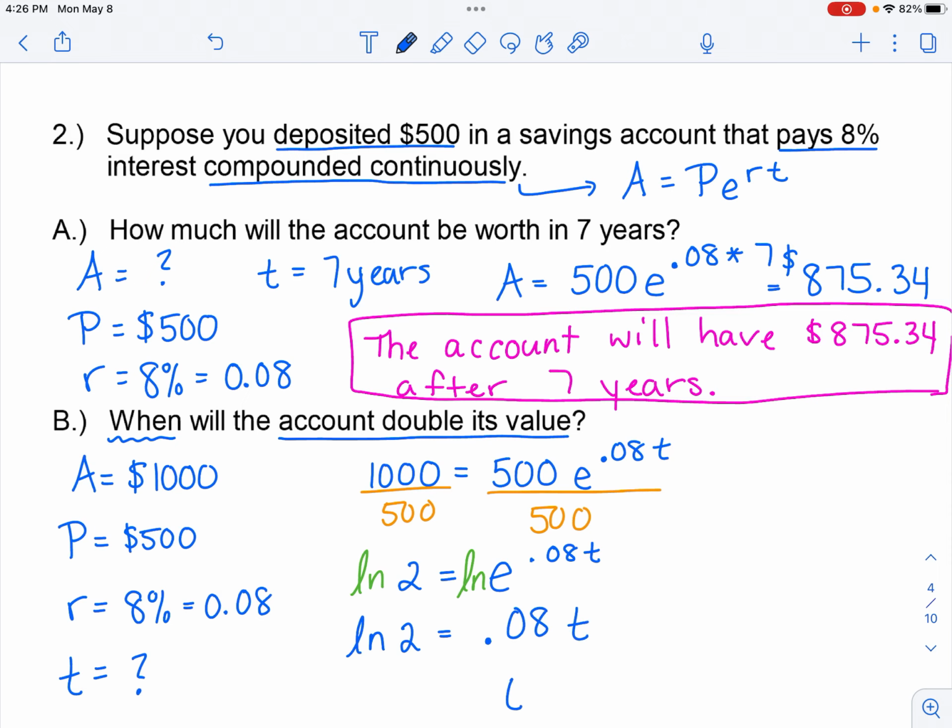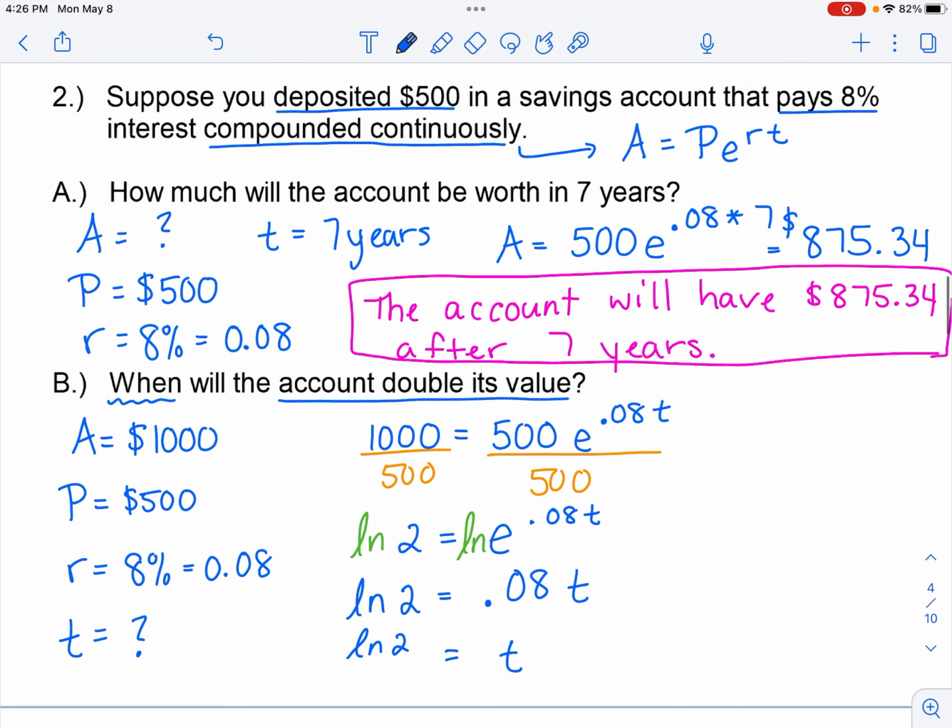So to get t by itself, I'm going to do the natural log of 2 divided by 0.08. Okay, and that's going to give me that t comes out to, let me just double check my number here, natural log of 2 divided by 0.08 comes out to 8.664, and that's measured in years, which is more than the 7 that we got in part A, so we have a realistic answer here, all right?